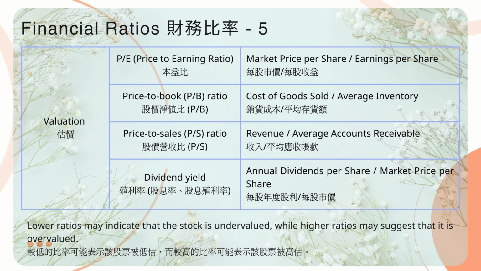Valuation. Lower ratios may indicate that the stock is undervalued, while higher ratios may suggest that it is overvalued. PE: market price per share divided by earnings per share. Price to book, PB ratio: market price per share divided by book value per share. Price to sales, PS ratio: market price per share divided by revenue per share. Dividend yield: annual dividends per share divided by market price per share.